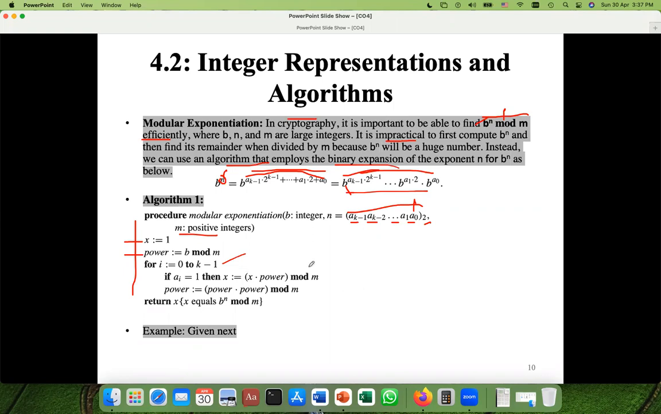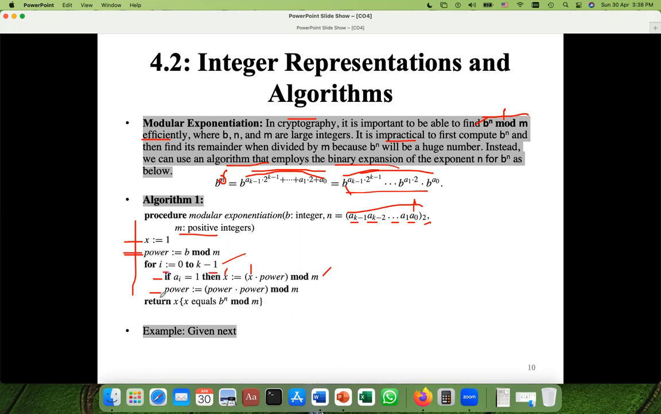x is equal to x times power. Whatever value we previously have for x and whatever value we have for power, multiply them, divide the result by m, and keep the remainder here. If the bit is not 1, if it is 0, then don't do anything here. Just execute the second statement, because that second statement is not part of this if. The if and then are complete.